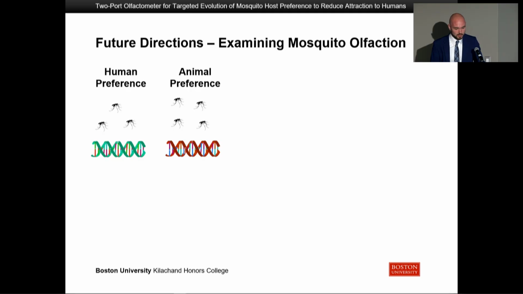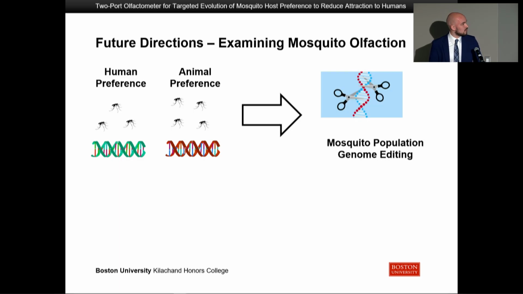Some future directions with this work, as I explained earlier, we're going to end up with not us, but the lab will end up with two distinct groups of mosquitoes, which they can examine genetic distinctions between, and looking at those genetic distinctions, they'll be able to tell the rat preferring ones have this particular gene upregulated, or this other gene totally absent. And if you can judge which one of those makes them more attracted to other animals or less attracted to humans, you can do mosquito population genome editing whole scale in the wild, which has been done and is achievable.